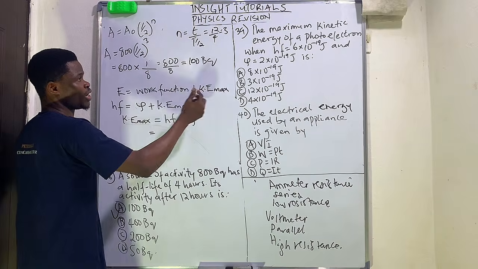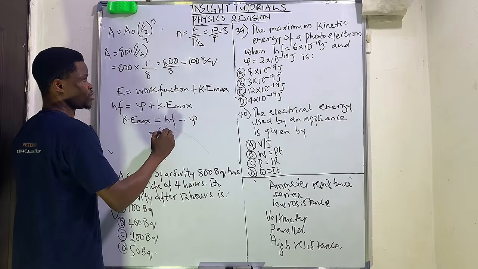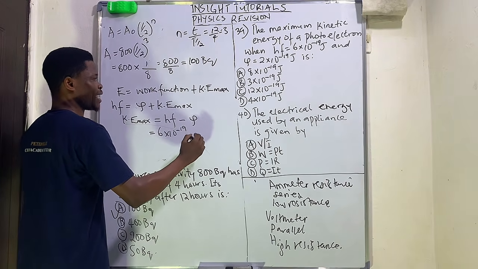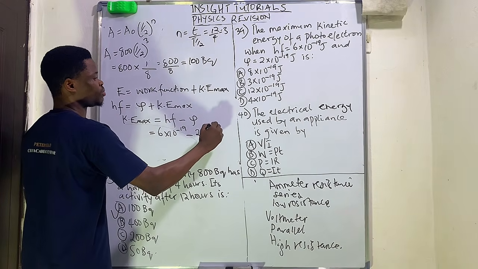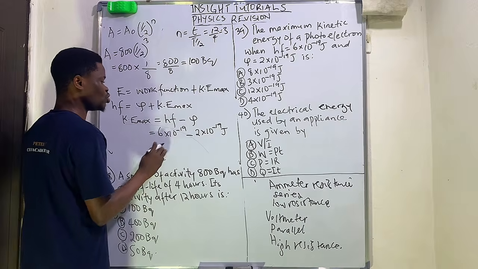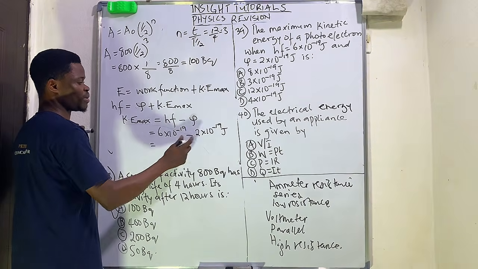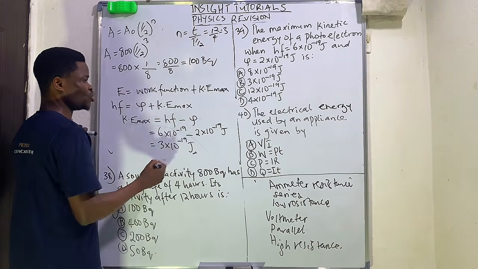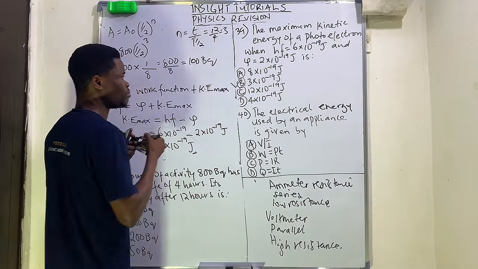Now, from what we have, we are given our energy of the photon as 6 times 10 to the power of minus 19 joule, then minus our work function, which was given to us as 2 times 10 raised to the power of minus 19 joule. And if we do that, it's the same power. We simply do 6 minus 2, which is what? 3 times 10 raised to the power of what? Minus 19 joule. So it happens that our correct option is option B.